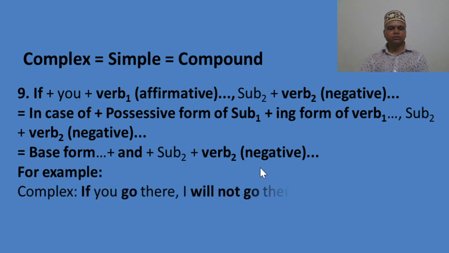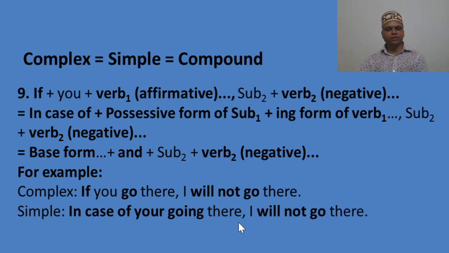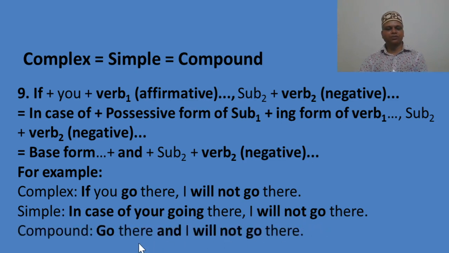For example, complex sentence, if you go there, I will not go there. So look at the sentence. The verb of if clause is in affirmative, the verb of principal clause is in negative. So the simple will be, in case of your going there: in case of, possessive form of subject, ing form of verb, then rest of the sentence and the principal clause. Compound sentence, base form, here go there, then we have to use and, coordinating conjunction, and the second clause, that is principal clause.